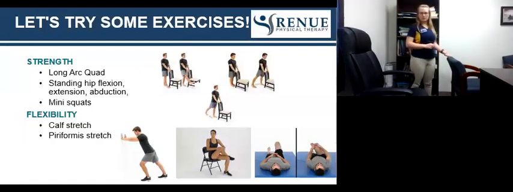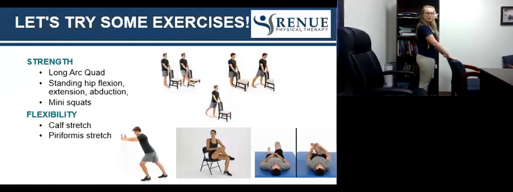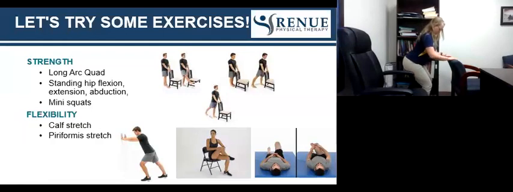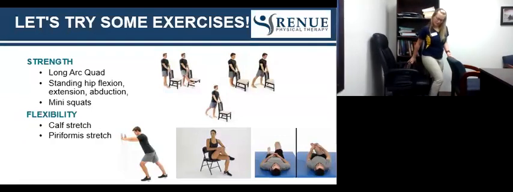The last one I have listed on there is mini squats. So with those, you'll hold on, get your feet about shoulder width apart, and then just squat down. Just a small motion. No need to go super low, as it still targets those same muscles. Sometimes I'll tell people to have a chair behind them, so they squat down to tap their butt on the chair, and then stand back up.